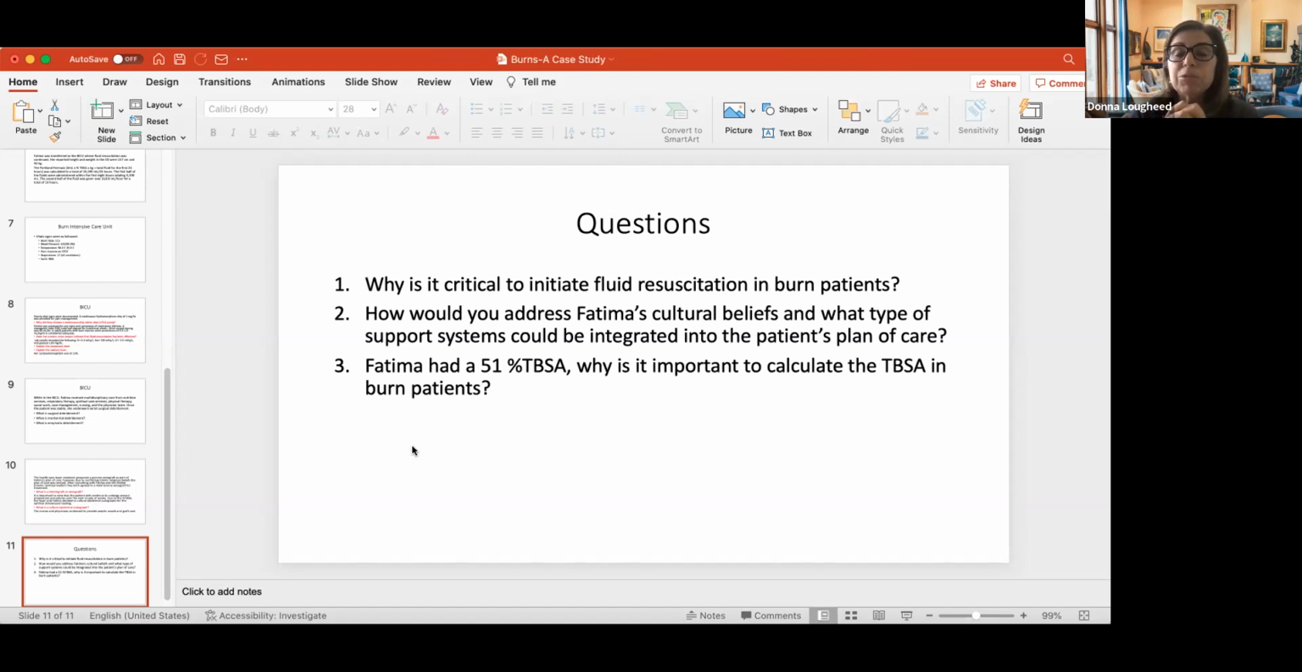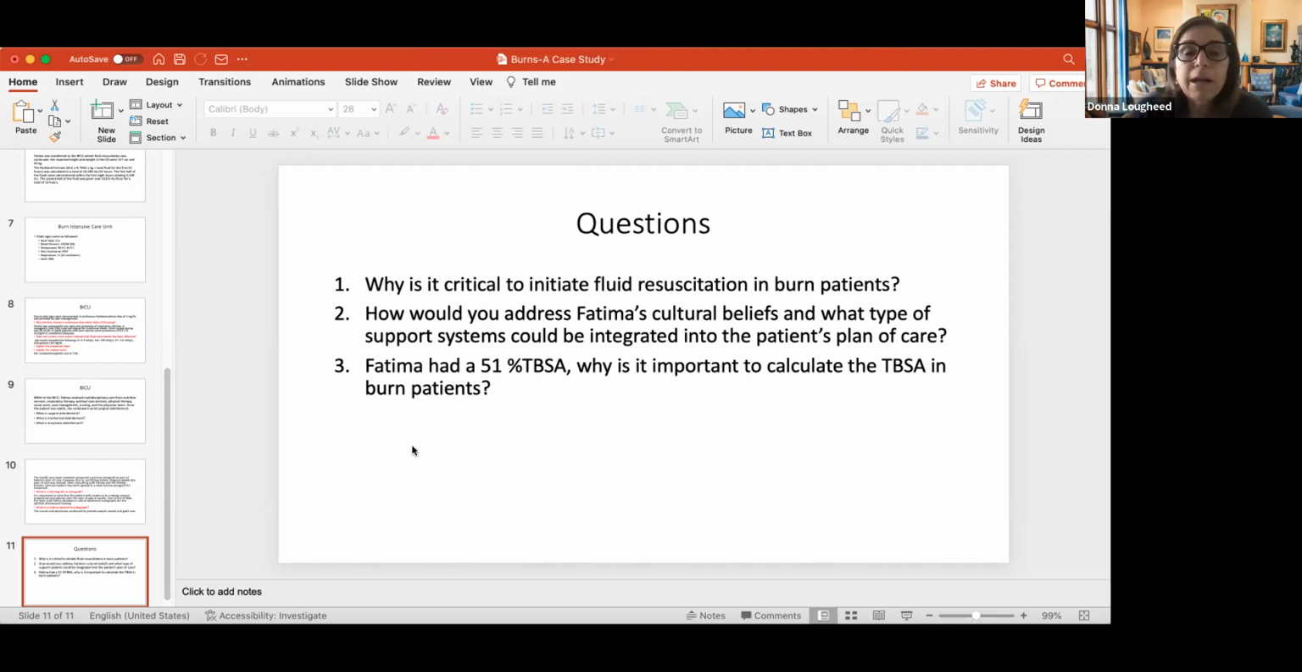So again, how would you address her cultural beliefs and what type of support systems could be integrated in this patient's plan of care? And I would always say a very important factor that is commonly and widely ignored is the extent to which a patient's faith or belief may influence their choice of, again with burns, biomaterials, and the way that their plan of care is organized. So again, always address that. That is as important as taking a blood type on someone.